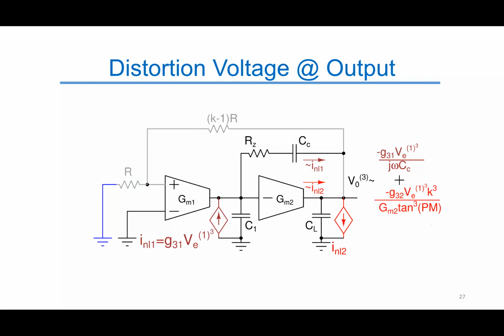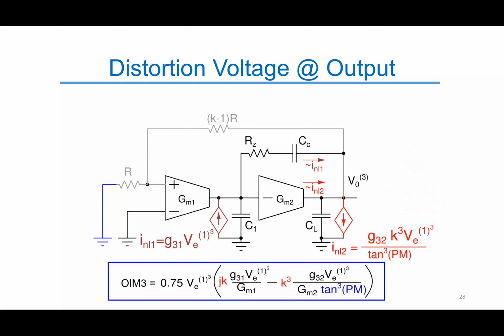and hence the total output distortion can be found by multiplying the second stage distortion current with 1 over GM2, and its OIM3 can thus be expressed as shown here. Note that the dominant contributor of the distortion around the UGB of the loop in a Miller compensated structure is the second stage, and there is a significant dependence of the phase margin of the loop on the final distortion performance. The lower the phase margin, the larger the distortion.